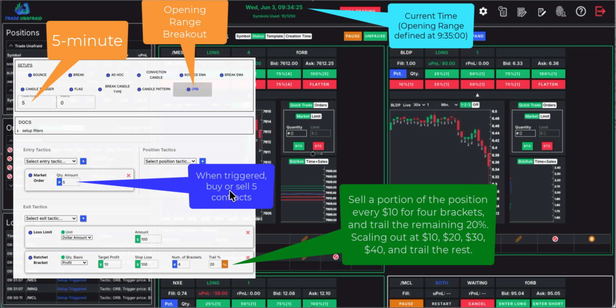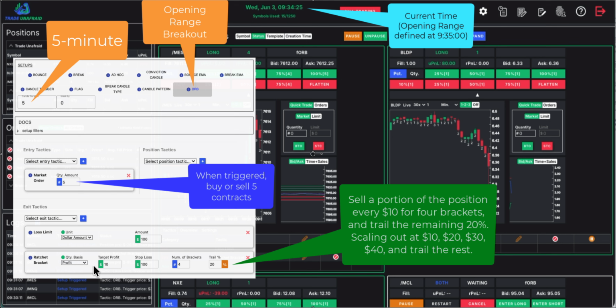When it triggers, meaning when price goes outside of that 5-minute opening range, then it will buy or sell, depending on whether it's breaking out to the upside or the downside. It'll sell 5 contracts. In this case, we're doing the micro ES, MES, and the micro NQ, MNQ. And then we have 2 exit tactics here. One is loss limit, which is going to limit our loss to $100. And then ratchet bracket, which is like an OCO bracket, but in partial increments.